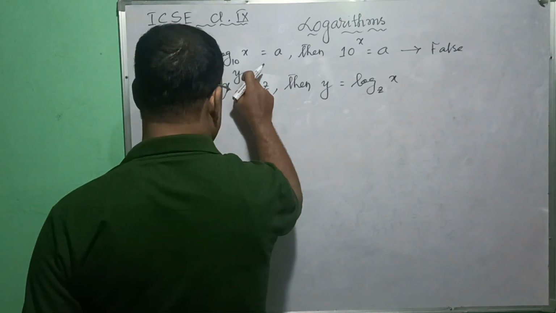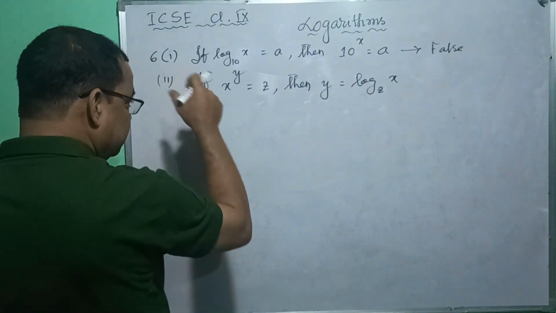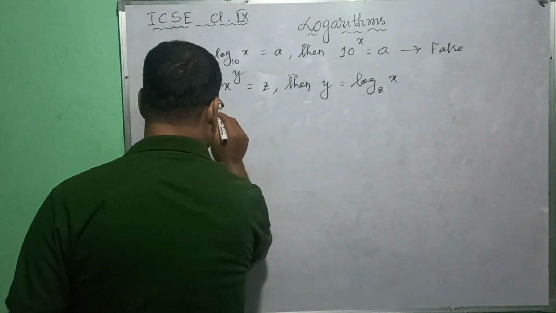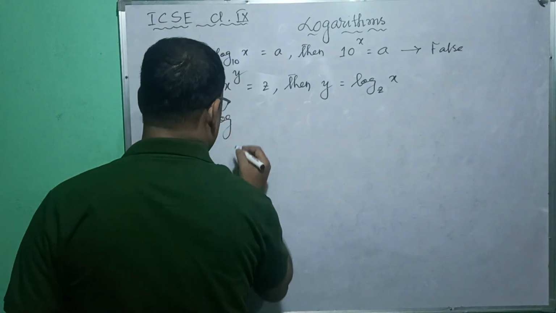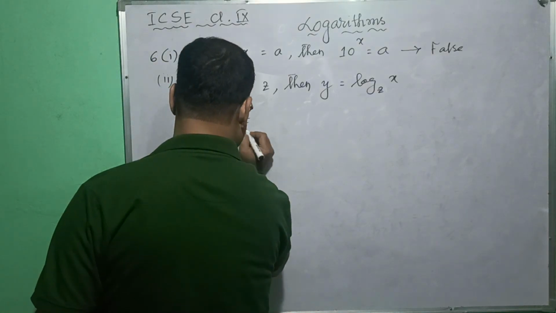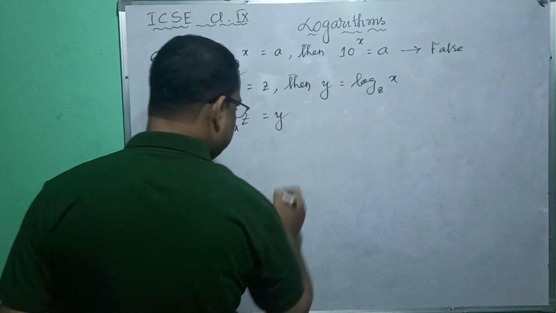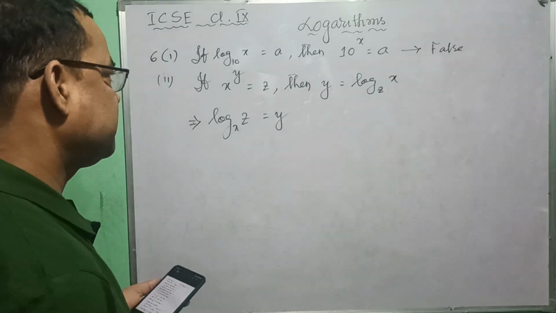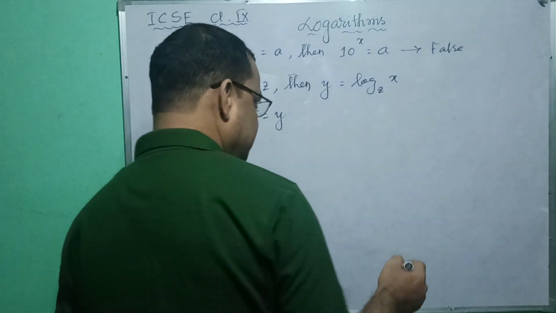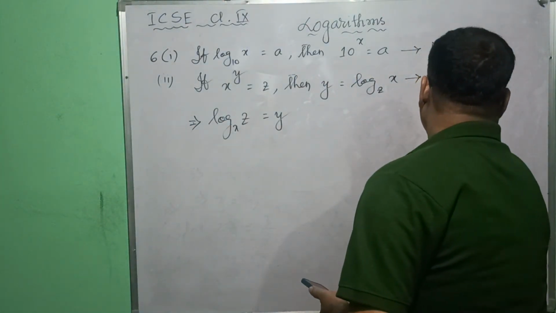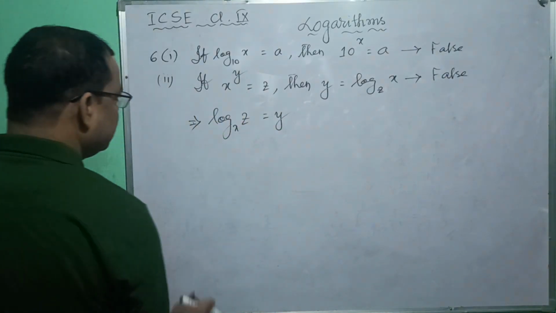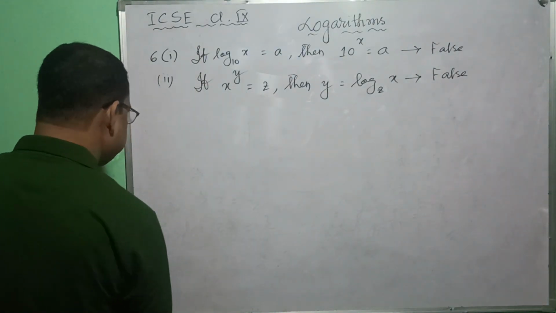It is given x to the power y equal to z. So we can write it actually as log z at base x equal to y. It should be y equal to log z base x, but it is given y equal to log x base z. So that one also is false. The second statement is also false.